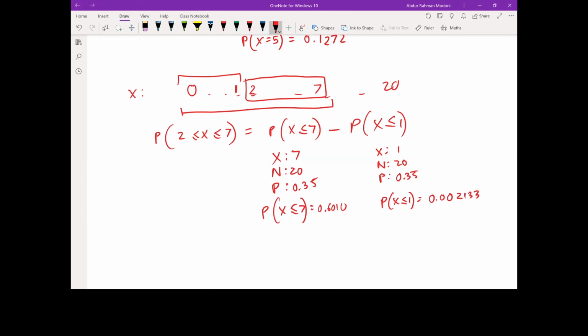Now notice how I'm going to work out the answer. It's going to be this probability take away the other one, as we've shown earlier there. So what is that? Well, it's 0.6010 minus 0.002133. Okay. And that gives us 0.5989 to 4 significant figures.